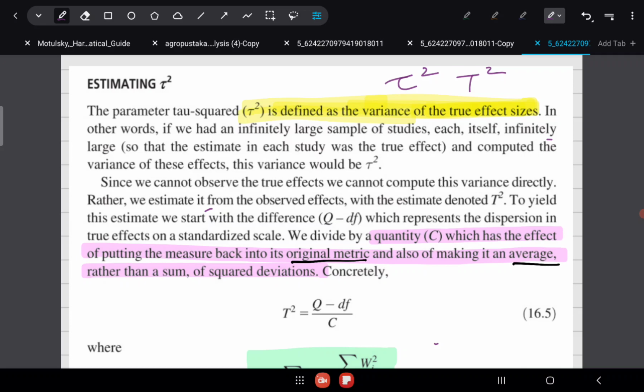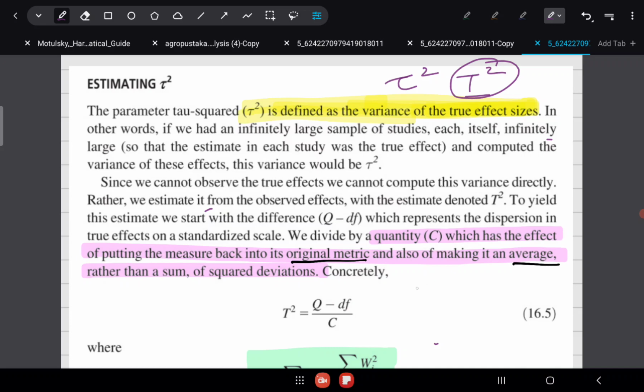But unfortunately, you cannot have an infinite number of studies and you cannot have each study with an infinite sample size. So you can only estimate the between-study variance, right? And that estimated between-study variance is the T squared. So you can simply say tau squared is the population parameter, whereas T squared is an estimate of this parameter. Just to revise, we have already discussed this concept in the discussions of random effects modeling.